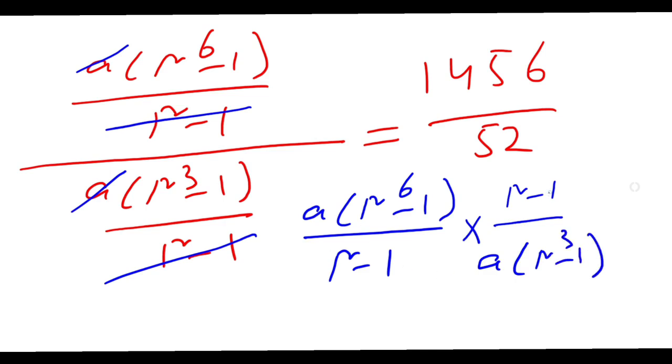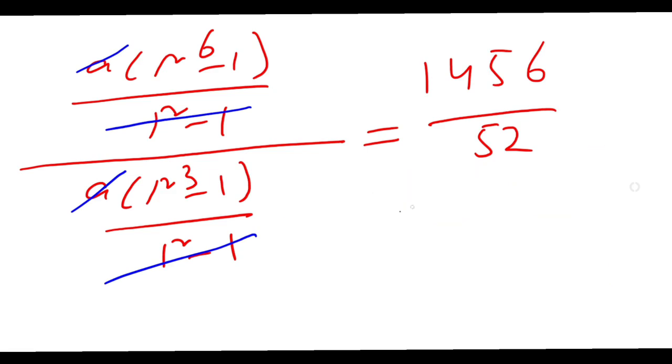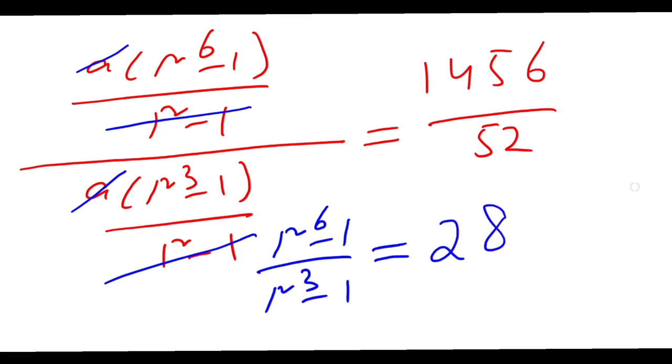So I can now cancel. This is cancelled. This is cancelled. So we're only left with r power 6 minus 1 and r power 3 minus 1. So same thing, even under the fraction you can cancel like this, or you can bring it to the multiplication form and then you can cancel. Either way. So now we're left with r power 6 minus 1 over r power 3 minus 1, and this side is equal to 28.